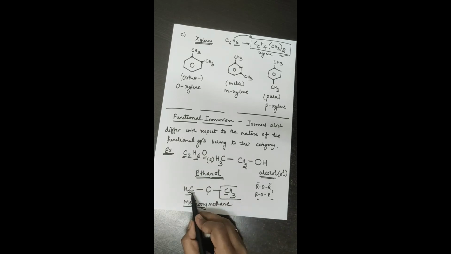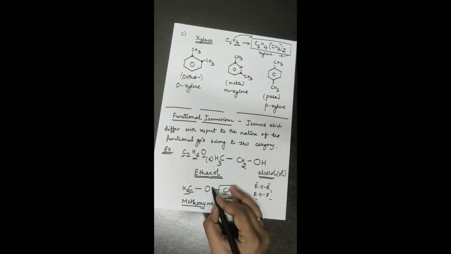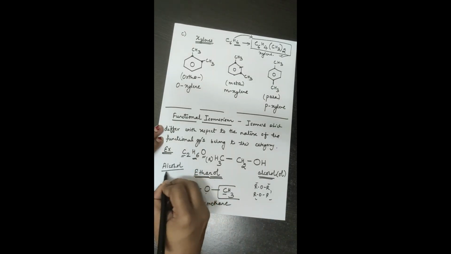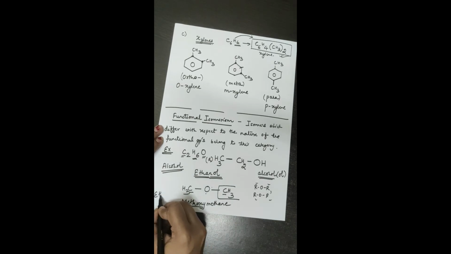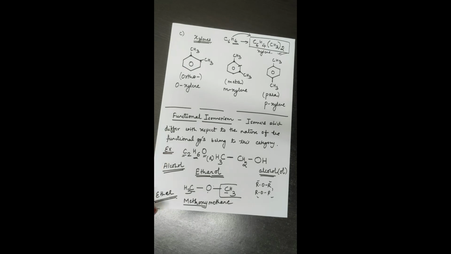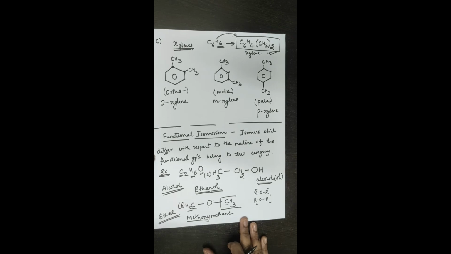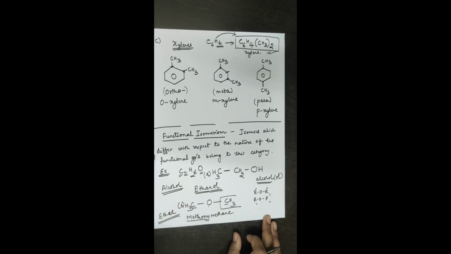Clear? So if you see here also you have C2H6O, and which is the functional group here? You have an ether. So the first functional group that you had was an alcohol. The second isomer that you have is with an ether. But the molecular formula in both the cases remains the same. But if you see, the functional groups have been changed. So this was all about functional isomerism. In the next video, we'll take the isomers which are remaining. Thank you.